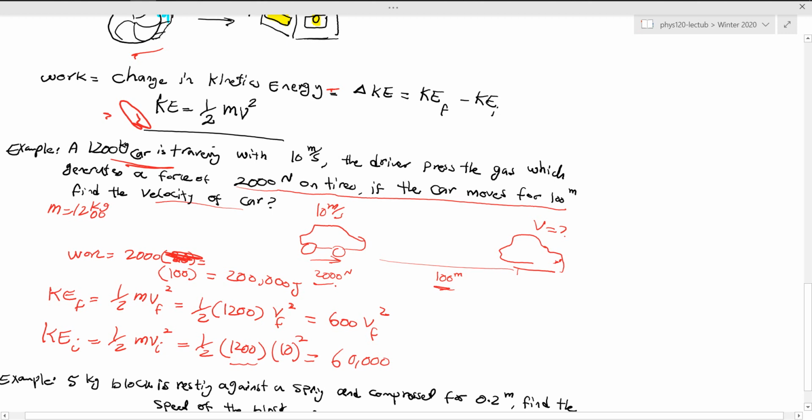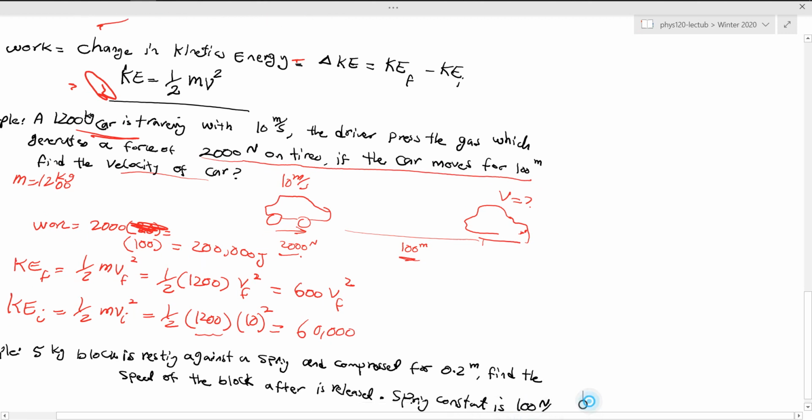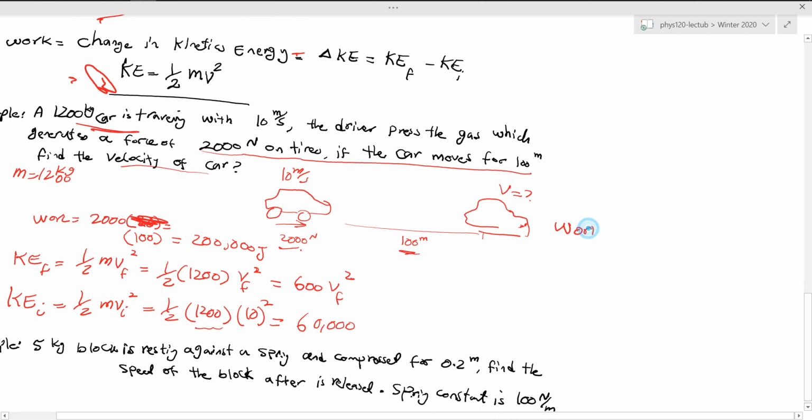Now let's solve it. We already know that work is equal to delta KE, which is equal to KE final minus KE initial. So the amount of work that we have is 200,000 is equal to KE final. KE final we don't know. We just know KE final is 600 Vf to the power of 2, and then your initial kinetic energy was 60,000.